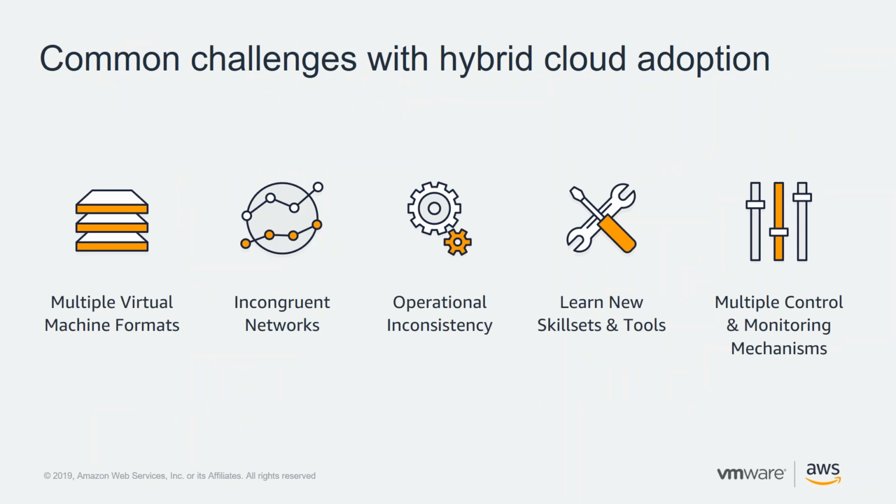What are the common challenges with hybrid cloud adoption? Some of the common challenges that you see with hybrid cloud adoption are multiple virtual machine formats, incongruent networks, and operational inconsistency between your on-premises and VMware Cloud on AWS. Customers are forced to learn new skill sets and tools. And there is not a single pane of glass to view both your on-premises and your cloud solutions when you compare control and monitoring mechanisms.